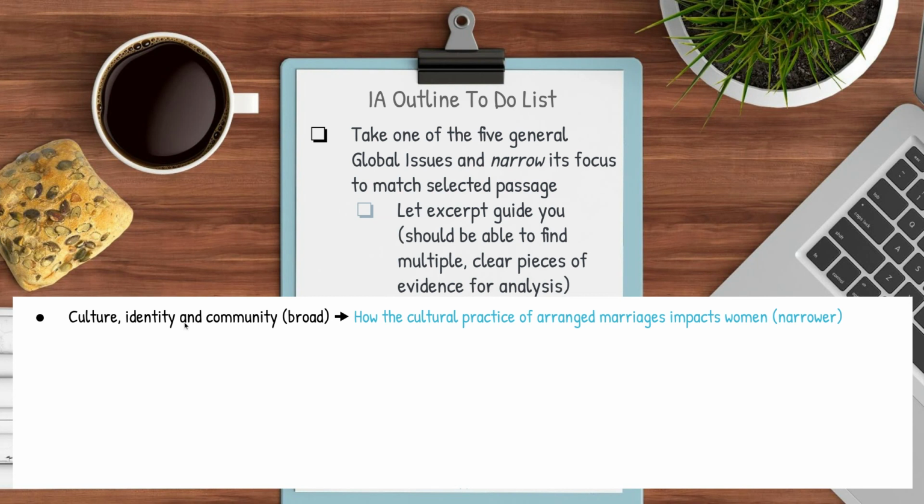So here are some examples of taking the broad general categories and narrowing them to something that's a little easier to work with. Culture, identity, and community is too broad, but you could narrow your focus to how the cultural practice of arranged marriages impacts women.